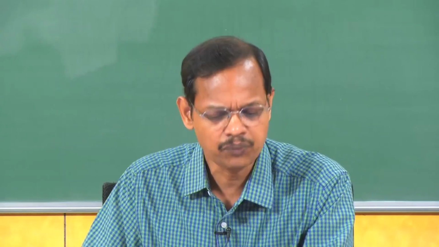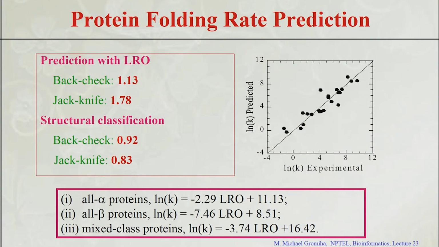So, now we can predict the folding rate. How to predict the folding rate? We have the relationship between LRO and the ln kf. So, we have the equation y equal to mx plus c, straight line equation. This equation is for all alpha, all beta and mixed class proteins. So, for any all alpha protein, we calculate LRO and substitute the values in this equation, and then you can get the ln kf. So, we did this with the LRO, and you will get the deviation of just 1.13 per second.